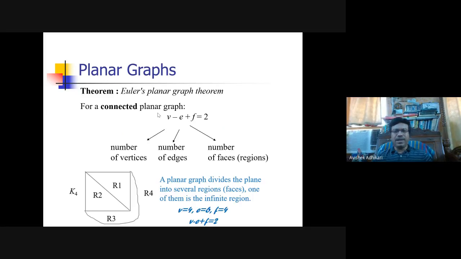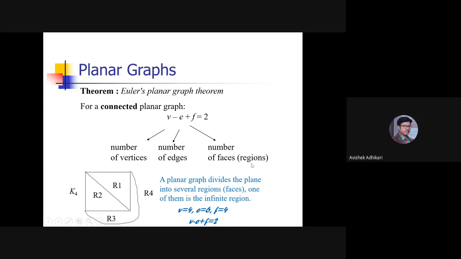But the interesting idea here is given by Euler, and it's a very well-known result for planar graphs. It says that for a connected planar graph, this relation holds. So what is that relation? V is the total number of vertices, E is the total number of edges, and F is the total number of faces, or regions, as some books call them.